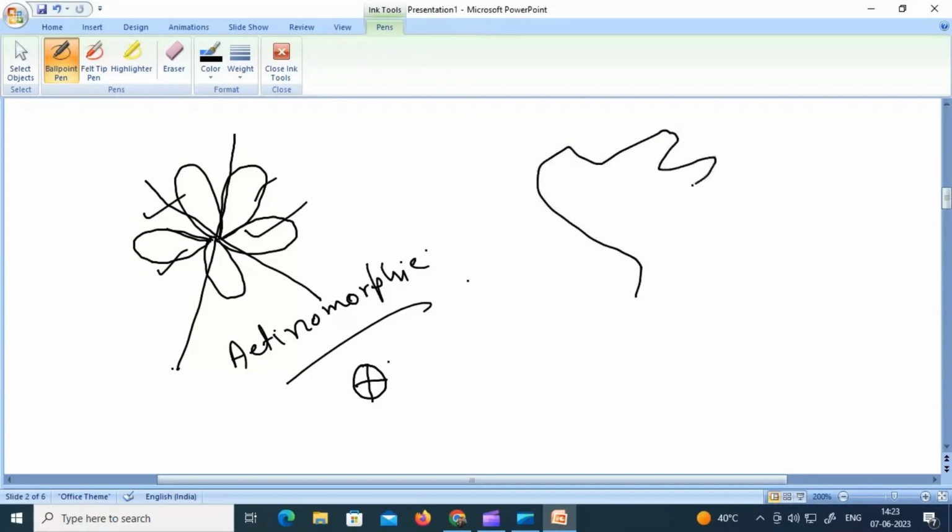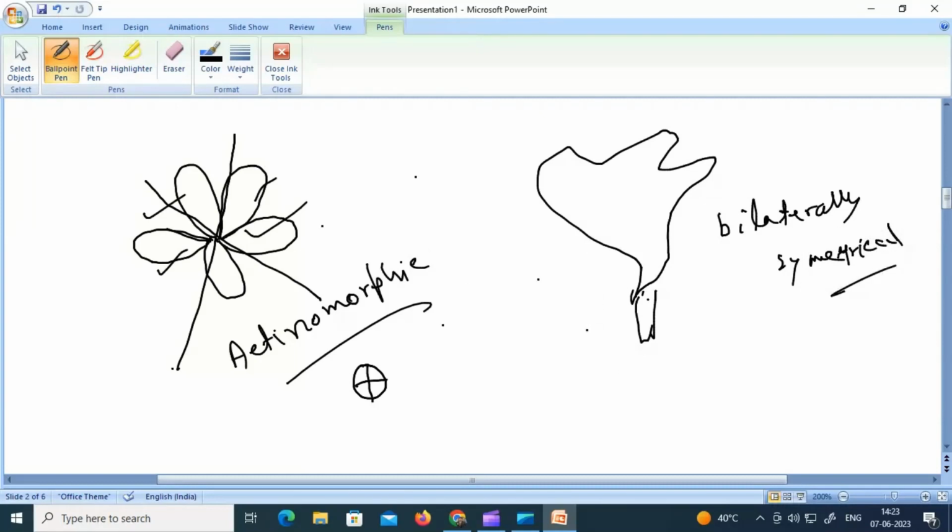Now the next one is zygomorphic. Suppose this is one flower. This flower cannot be divided into two equal halves in any plane; only one plane is possible. If you divide it in that plane, it will be divided into two parts. So this is bilaterally symmetrical, and this type of flower is called zygomorphic. One sign is given for the zygomorphic flower. Many flower examples are there, like gulmohar, bean, cassia. These are zygomorphic.